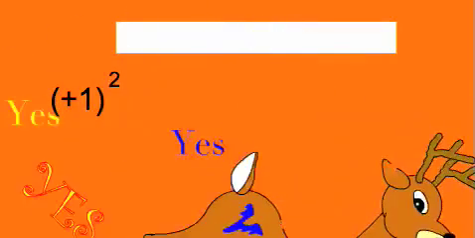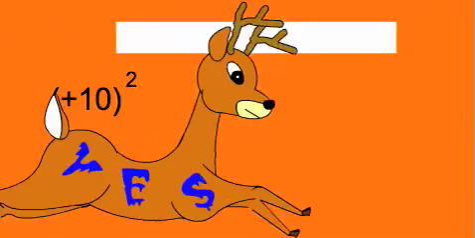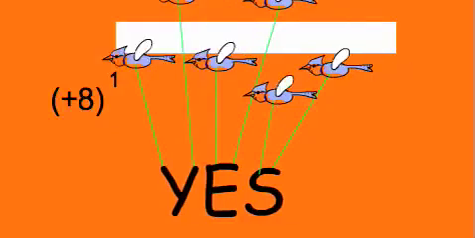1 again. We have a positive to anything is positive, so 1 to the power of 2 is 1. 1 times 1, 1. 10 to the power of 2 is 100, and 8 to the power of 1 is 8. Okay, here we have a negative to an odd is negative, and 10 to the power of 1 is 10.